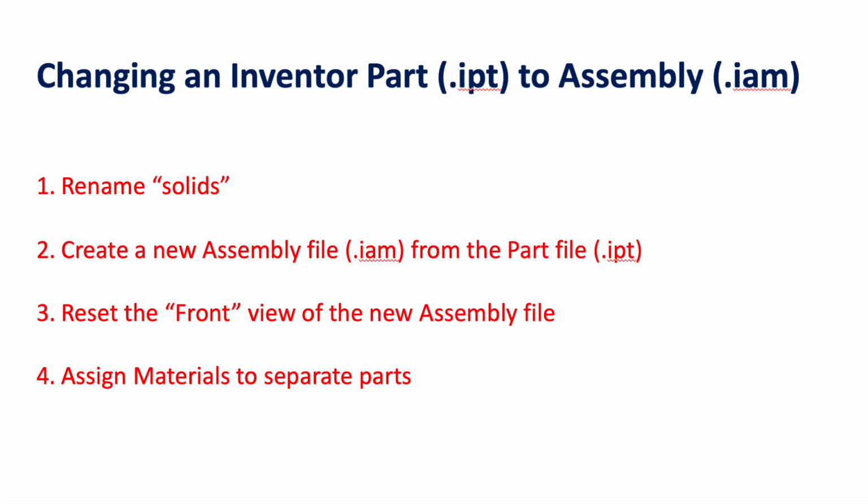In this video, I'm going to show you how to change an Inventor part to an assembly file, which will help us process it further to use with CAD-CAM. So we're going to rename the solids from a part and then create a new assembly from that file. Then we're going to reset the front view of the new assembly file, and then we're going to assign the materials to the different separate parts.